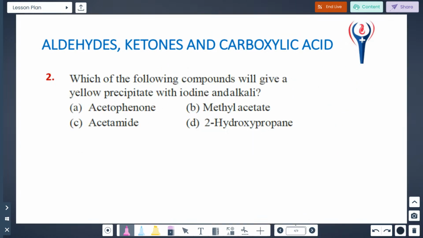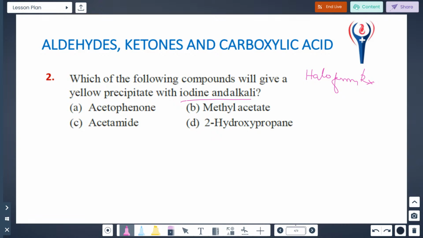Okay, simple one. Which of the following compounds will give a yellow precipitate with iodine and alkali? Okay, iodine and alkali means you must know this is the iodoform reaction. Okay, this is a way to identify it, one of the reagents having the function is there. From this only we should identify, this is called what reaction? This is called the iodoform reaction. Understood? Okay, right.